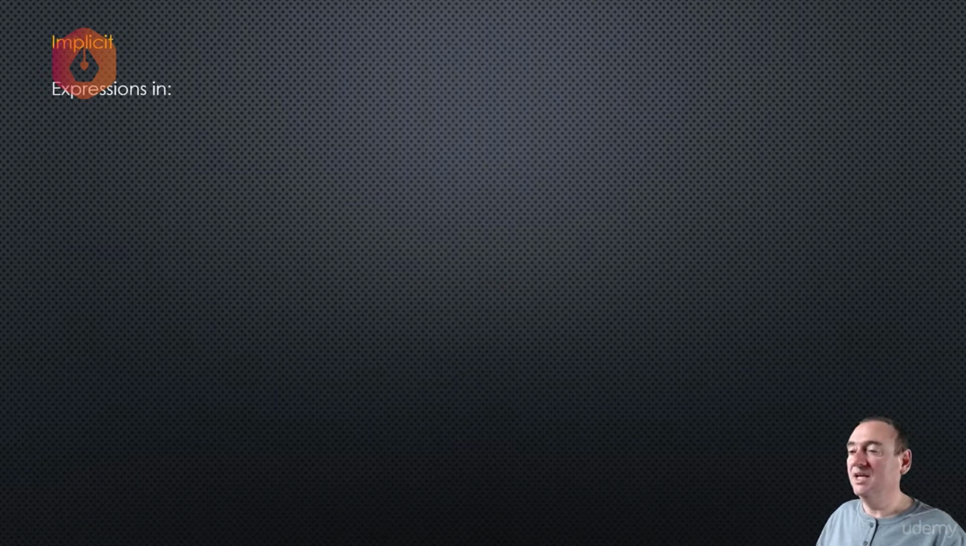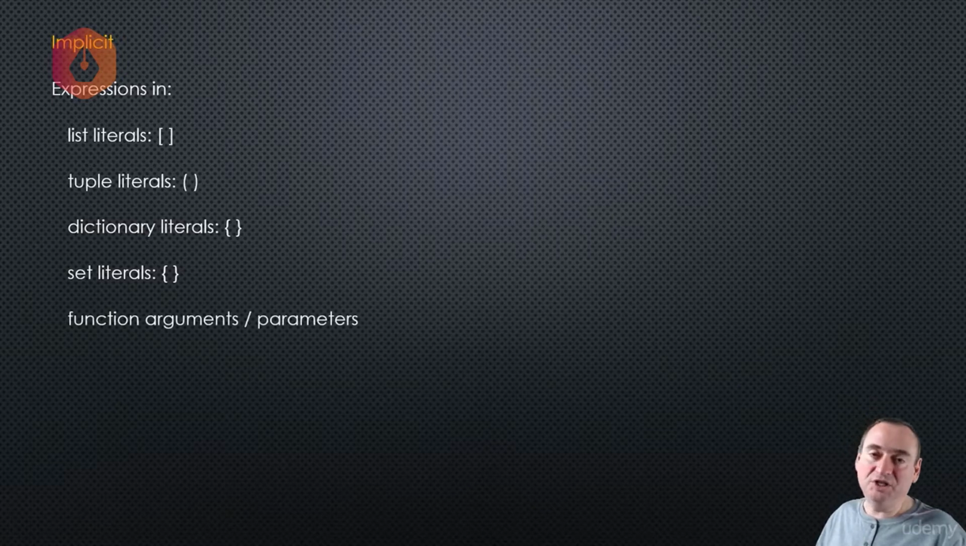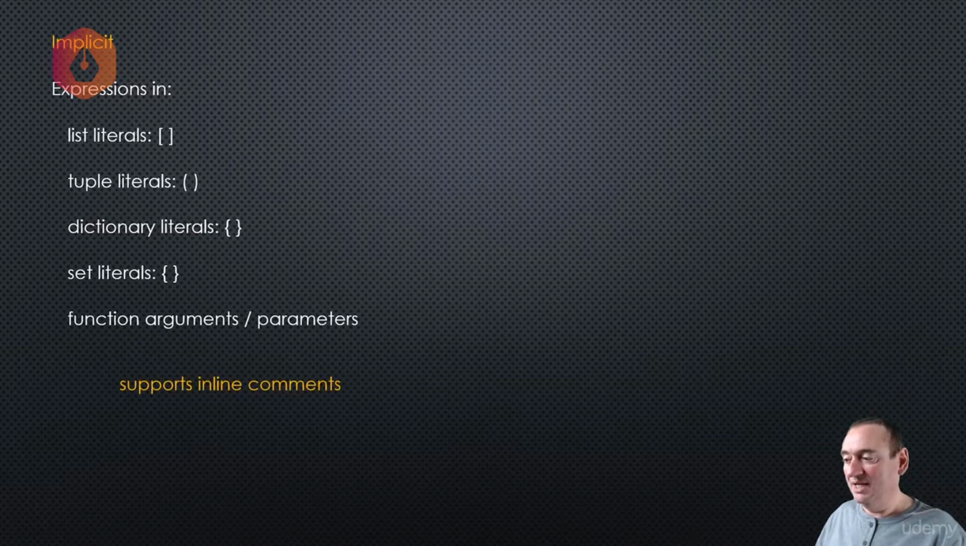For implicit, we can use it in expressions like list literals that start and end with square brackets, tuples with the round parentheses, dictionaries that use the curly braces, and sets that also use curly braces. And as I said before, it makes sense because dictionaries and sets are very tightly related. Function arguments and parameters can also be split over multiple lines, and they also support inline comments. So let's take a look at how this works.